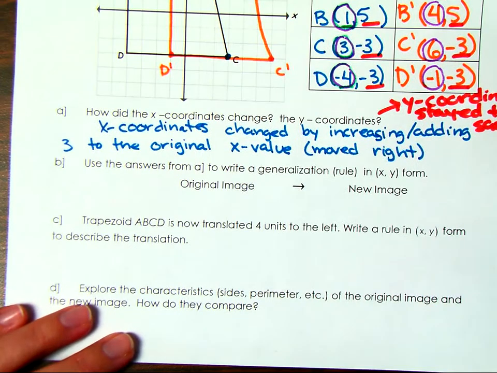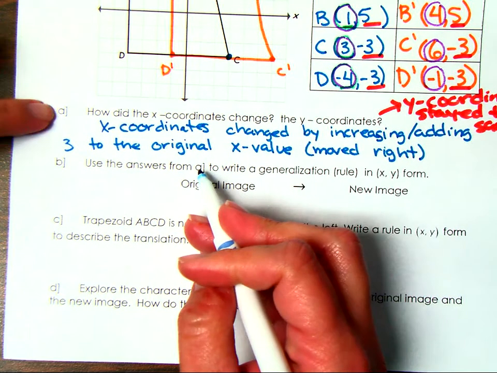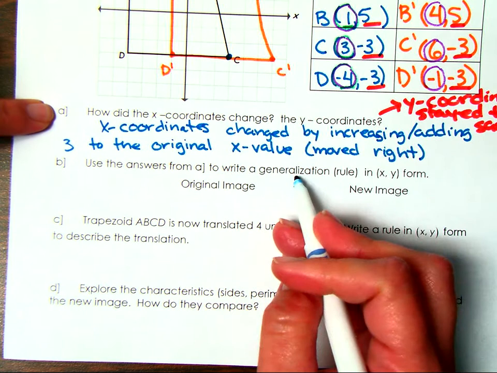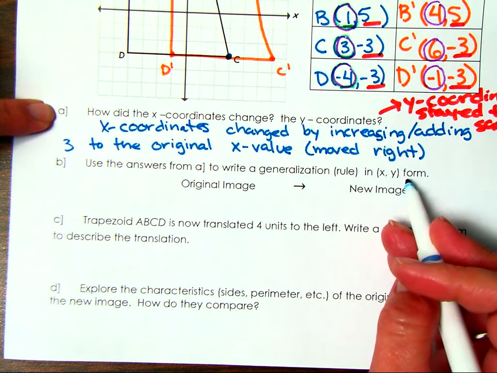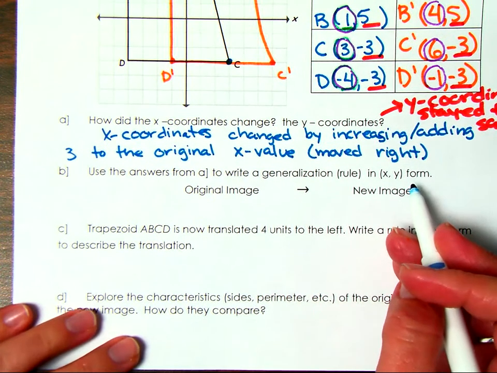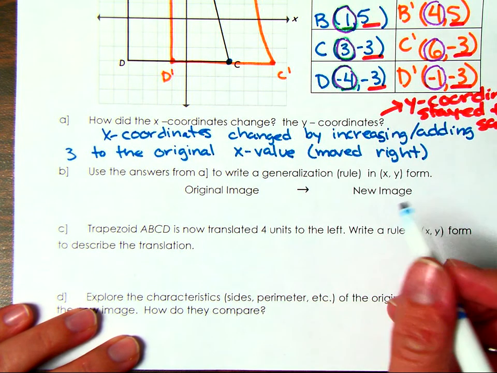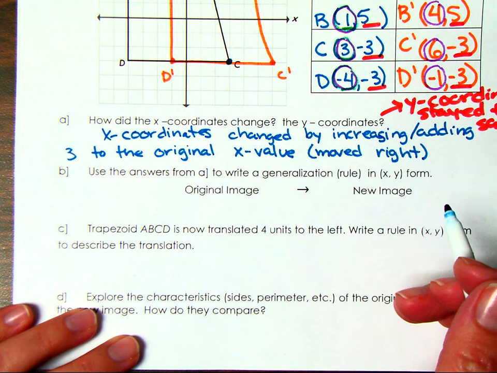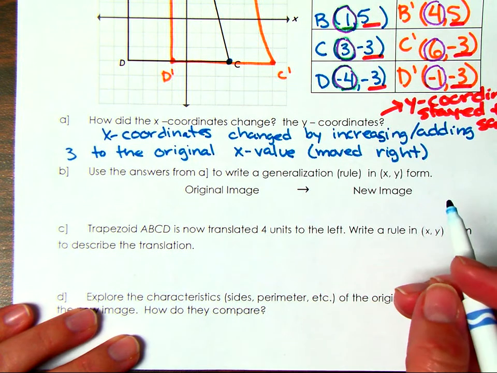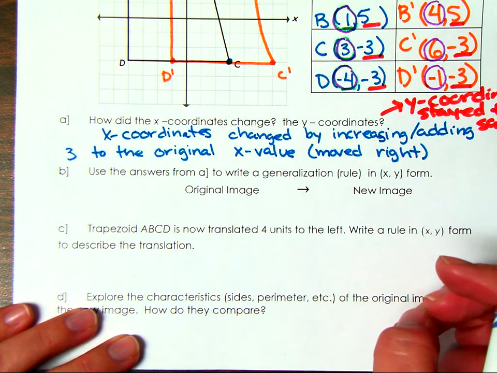Okay? So let's look and see what we're going to do next. It says, use the original answers from part A to write a generalization or a rule in XY form. So for example, when we did dilations, we said KX, KY. And if K was 8, that means your scale factor was 8. We would say the rule for that one would be 8x, 8y.